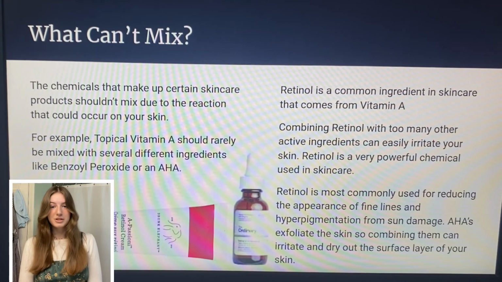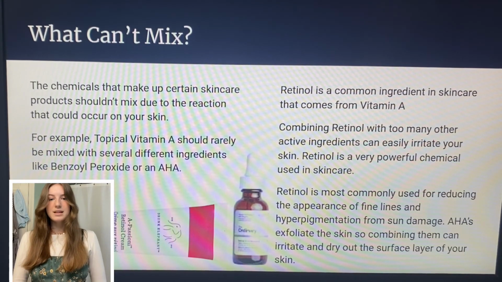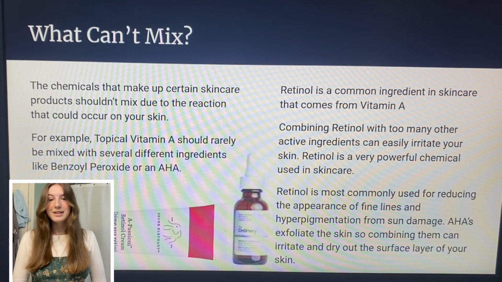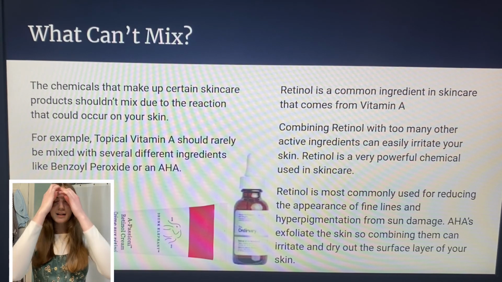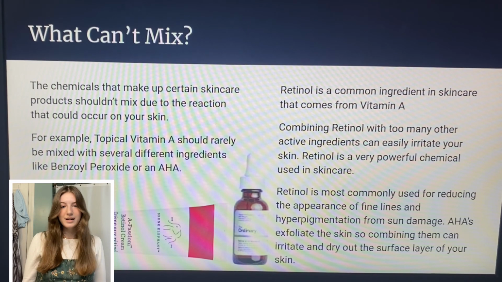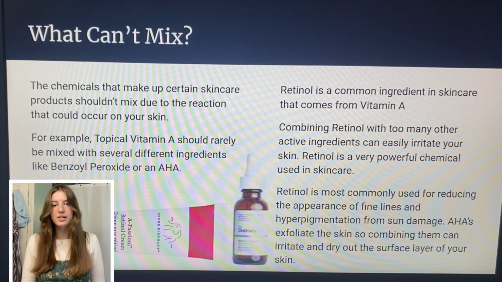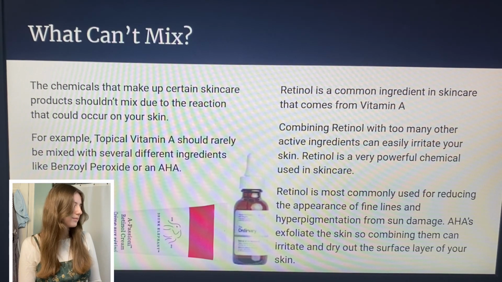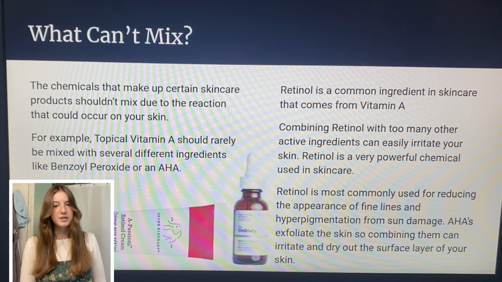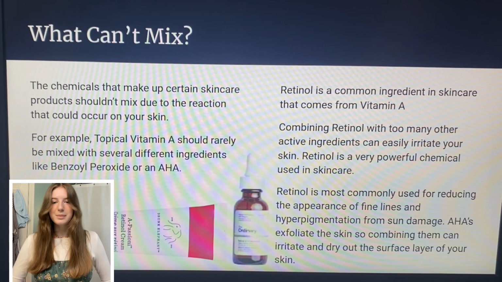And then things that shouldn't mix, mainly retinol. It's a very serious chemical. It's a derivative of vitamin A, and really anything that's a derivative of vitamin A, it's very likely that it could irritate your skin unless it's a product that already has a combination. If it's a combination of retinol and a glycolic acid or lactic acid maybe, that's probably perfectly fine, but you really shouldn't be mixing them if you can avoid it. Topical vitamin A, benzoyl peroxide, AHA, those are things that really shouldn't be mixed together.